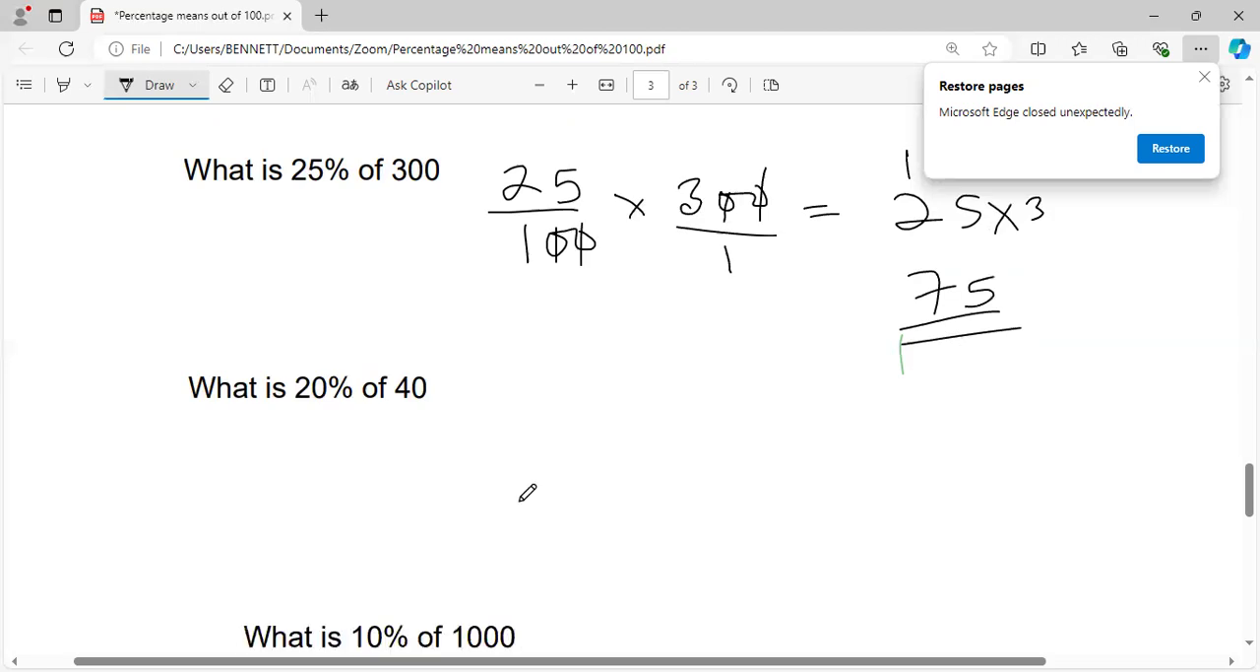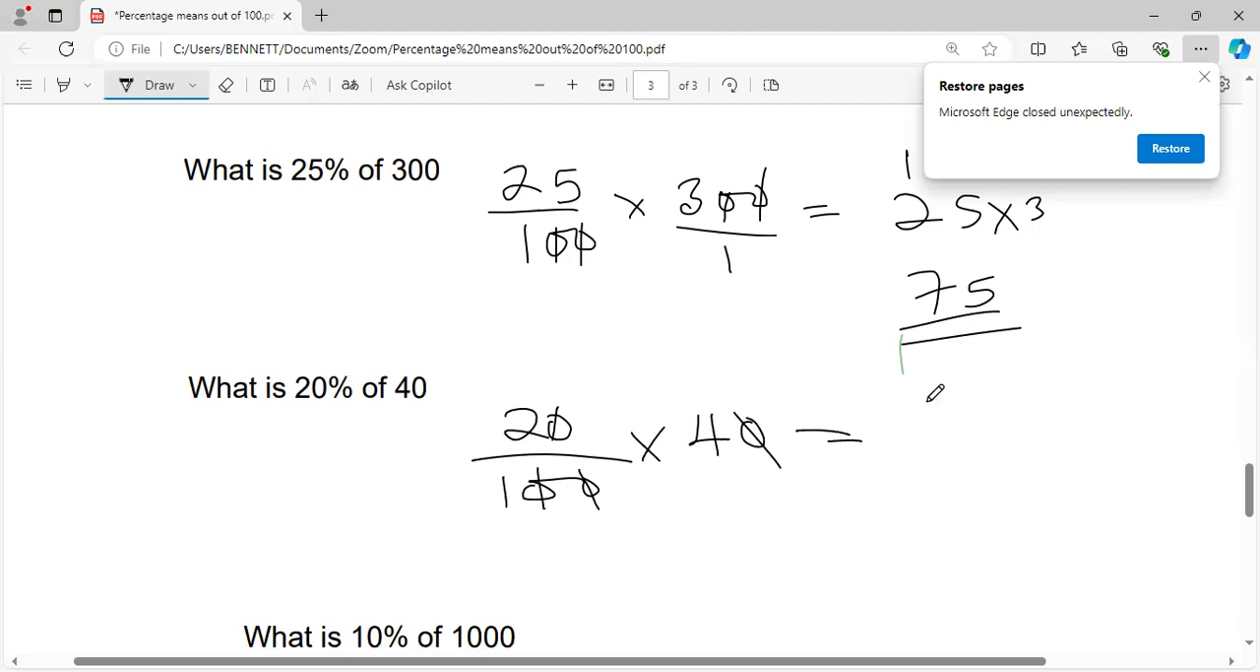Right, this one says, what is 20% of 40? So it's 20 over 100 times 40. Now, 100 cannot go into 40, right? So we can, but 10 can go into 40. So we have 4 here and we have 10. So we can now divide by 10 again. As long as you can find a number that can go into top and bottom, you're good.